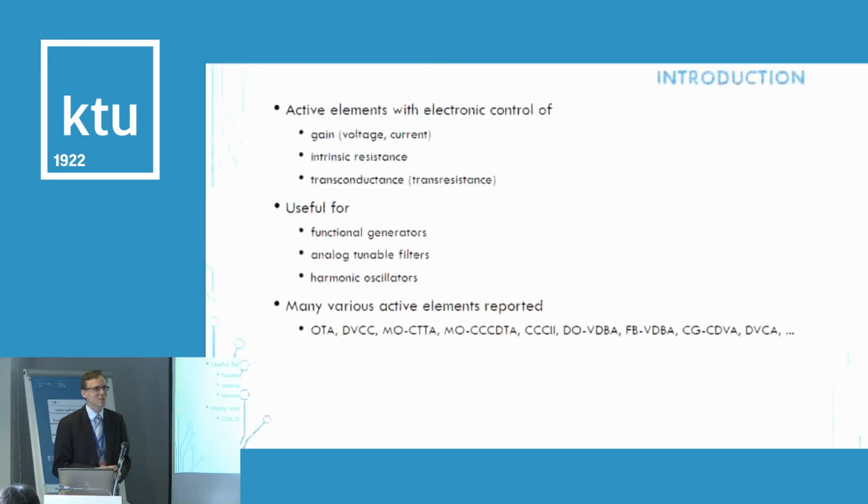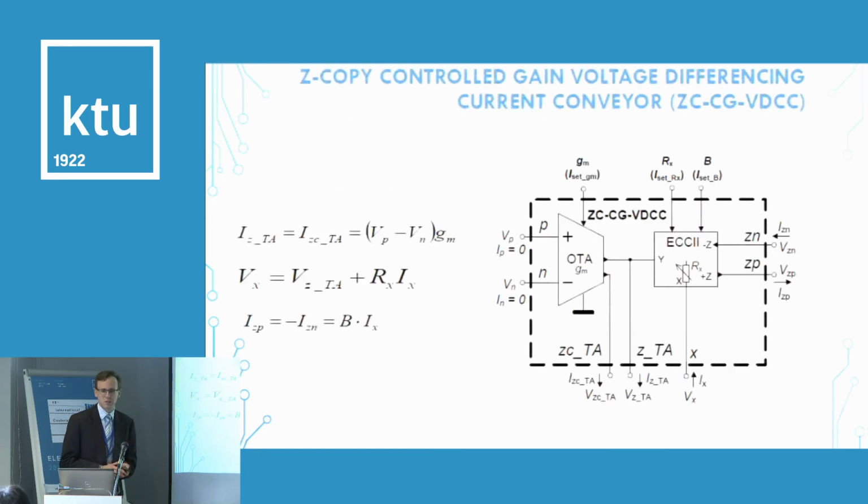Our research is focused on active elements that possess electronic control of gain, intrinsic resistance or transconductance. This is useful for generators, tunable filters and oscillators, and of course there are many active elements already reported in literature. One of them is the Z-copy controlled gain voltage differencing current conveyor.